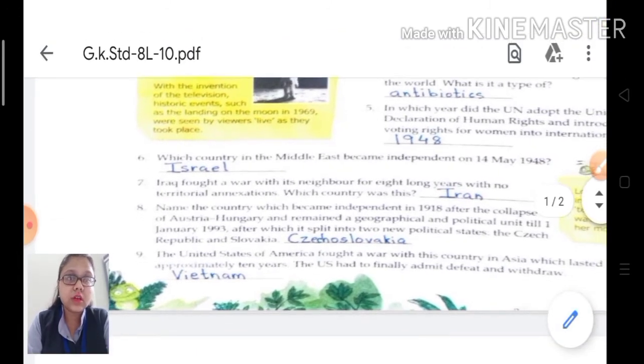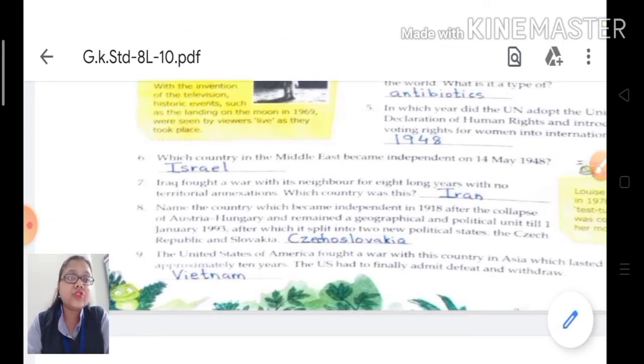Number six. Which country in the Middle East became independent on 14th May 1948? Which country in the Middle East became independent? Obviously our answer will be Israel. Okay. Now next number seven.